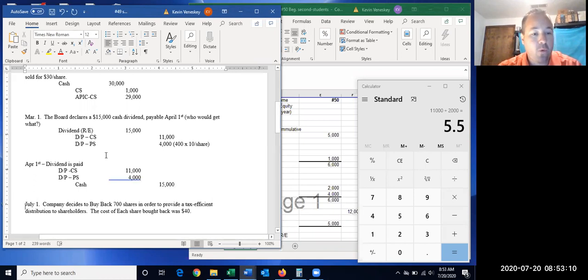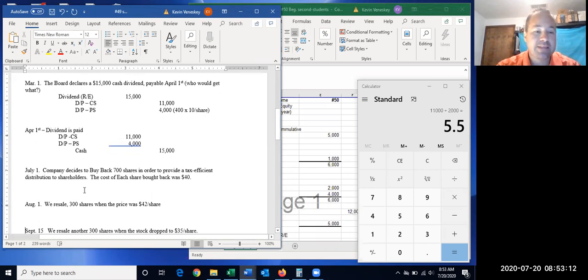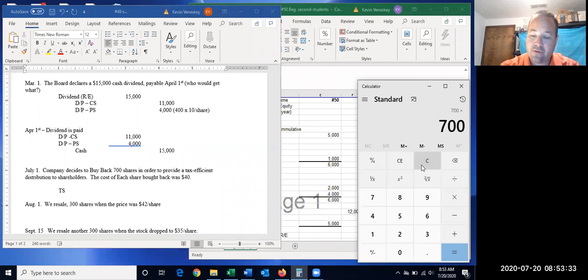All right, so now we're going to see journalizing treasury stock, bringing it into the company again, because remember we are at 0 currently, but we decided to buy back 700 shares. Cost of each share is $40. So I'm going to debit my treasury stock. Come over, 700 times 40, 28,000.